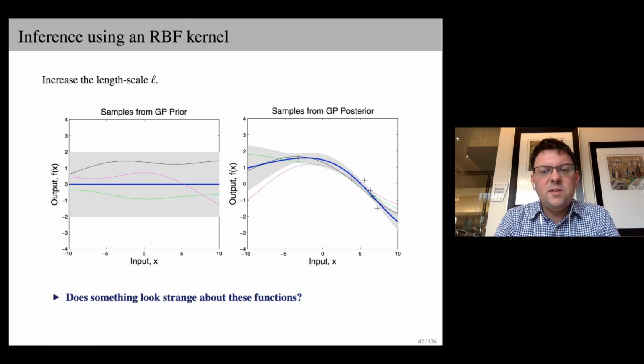Now let's see what happens as we increase the length scale. Perhaps here we've increased the length scale a bit too much. We see now that the functions look too slowly varying, too simple. They're over-smoothing the data.